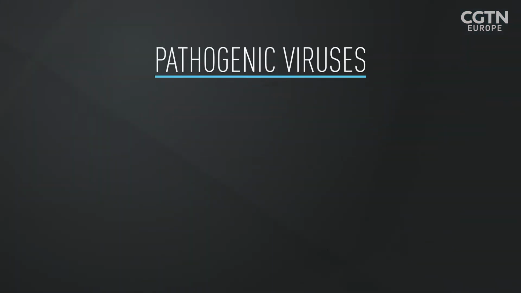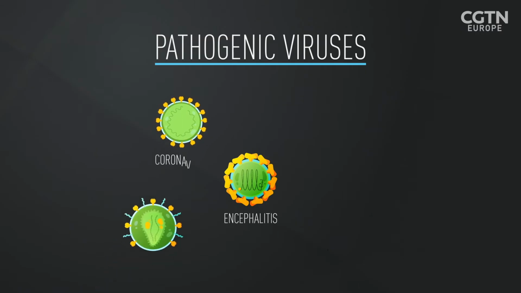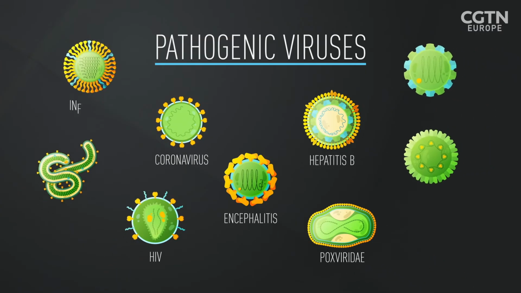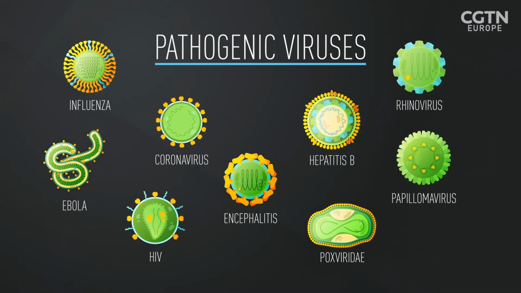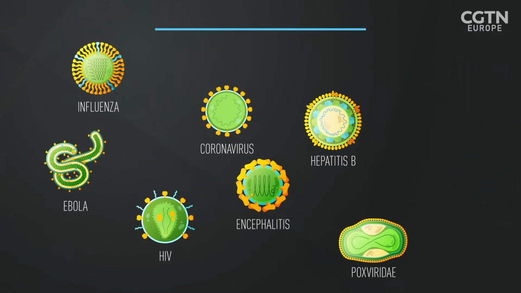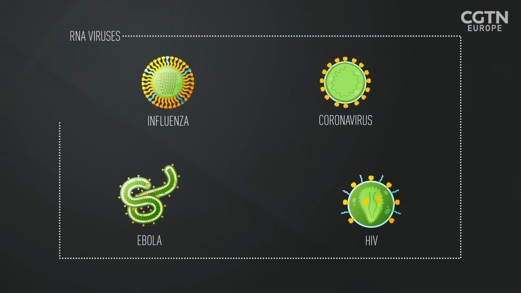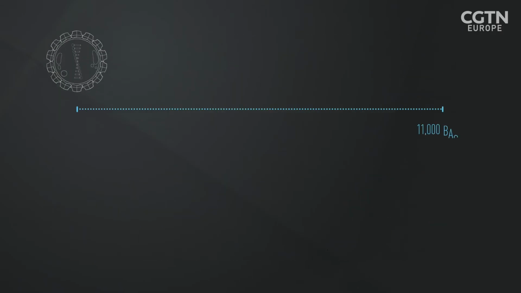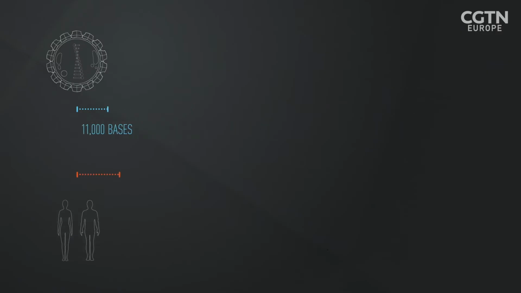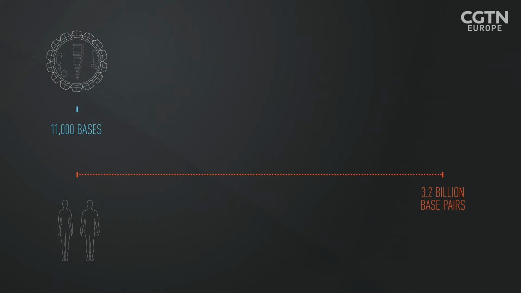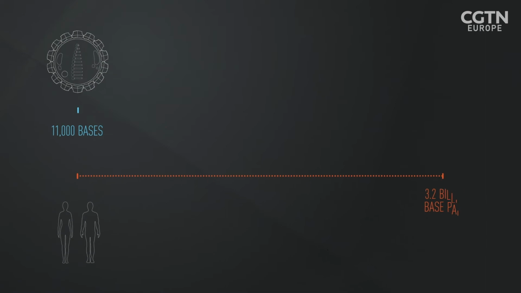Although some can be beneficial, viruses are often spoken about and understood as pathogenic or disease-causing. Most pathogenic viruses that emerge to attack human cells are RNA-based. This includes Ebola, HIV, influenza, and coronavirus. The average RNA virus is 11,000 bases in comparison to the 3.2 billion in human DNA. But they can cause huge amounts of damage.